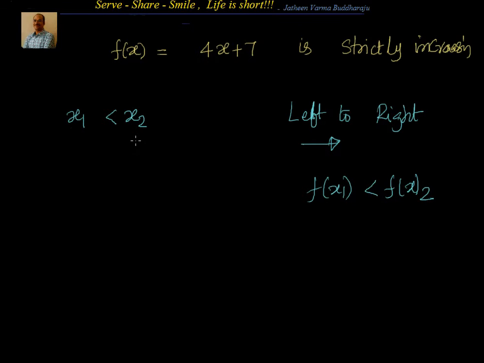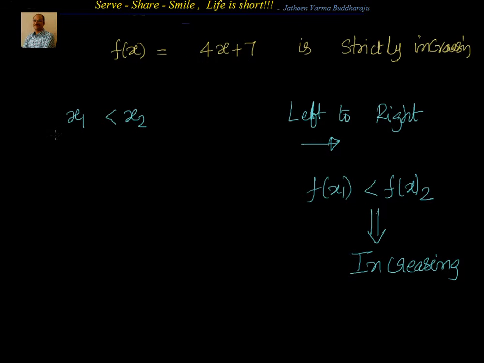Now what we will do, we know x1 is less than x2. How can I convert this into f of x1 less than f of x2, so that I can say the function is increasing in that particular interval? So I have been given, suppose I say x1 is less than x2, then you can say that there are 2 points.